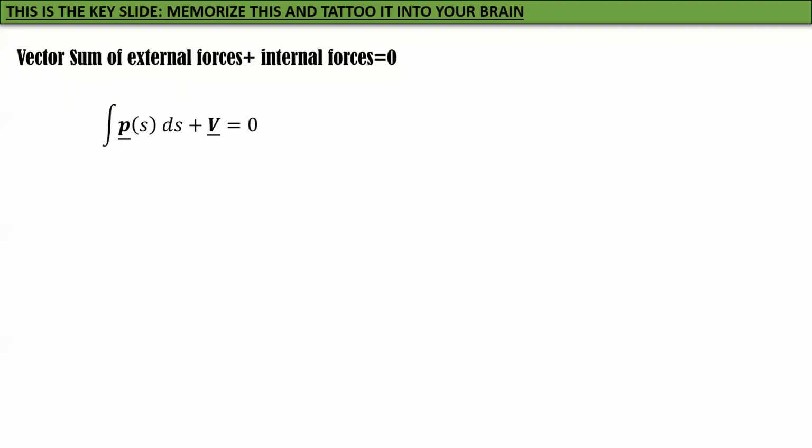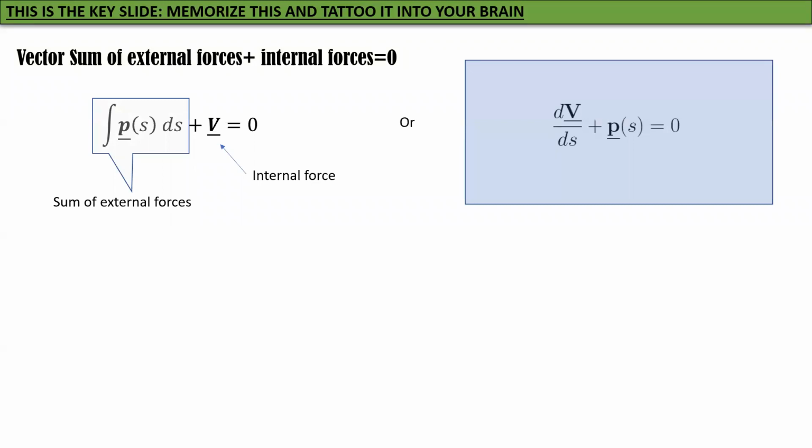So let's make sure we understand what these terms mean. This is the sum of external forces, integral p ds. And that's the internal force. So sum of all the vector external forces plus internal force equal to 0. Its derivative version looks like this: dV/ds plus p(s) equal to 0. If I differentiate both sides, you'll get that.